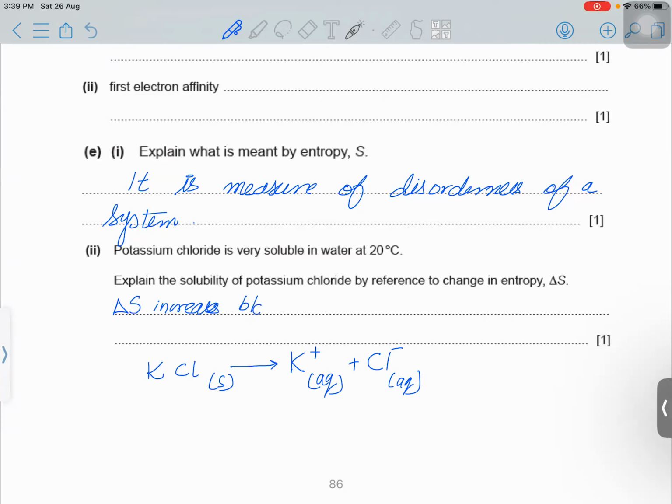because two ions are formed, two aqueous ions are formed, which are mobilized or free to move. That's why entropy increases.